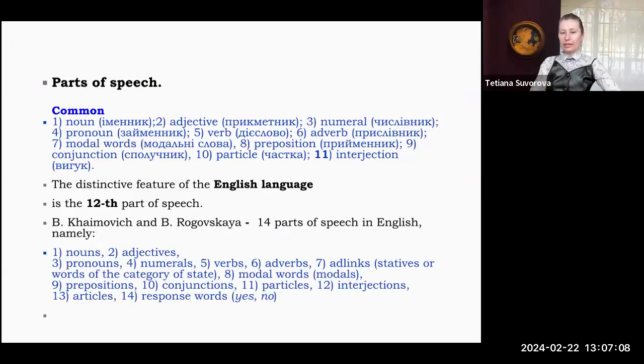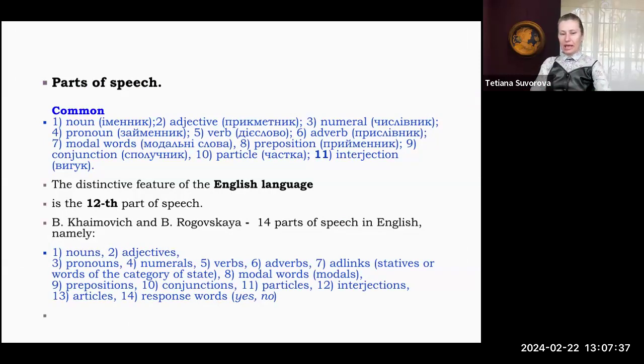But nowadays, modern theories exist. They offer 12 parts of speech, 14 parts of speech, and even 35 parts of speech. You can find such theories. We will discuss that during the course of theoretical grammar a little bit later, yes. So first you should learn practical grammar and comparative grammar, and then the theoretical one.